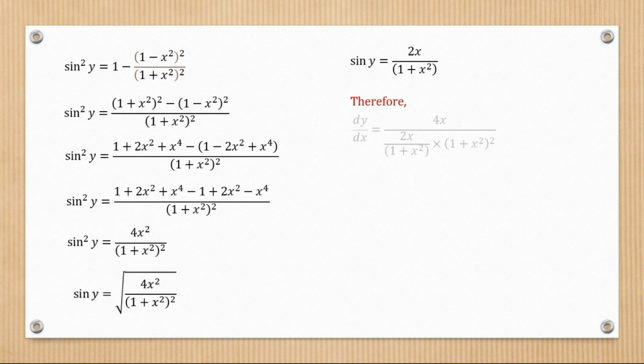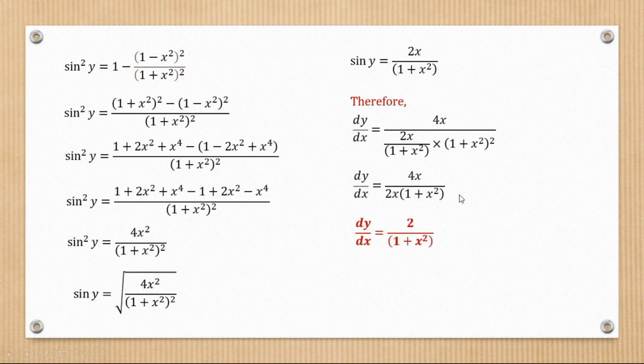So now we can substitute that. So therefore dy/dx shall be equal to 4x over 2x over 1 plus x squared, times (1 plus x squared) squared. Now let's simplify this a little bit further. When you simplify it, we can see that this and this reduce, and we're left with 2x into 1 plus x squared.